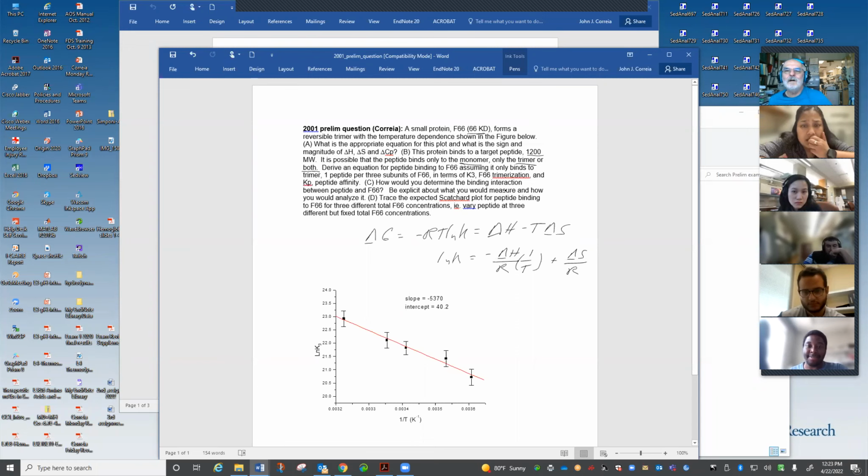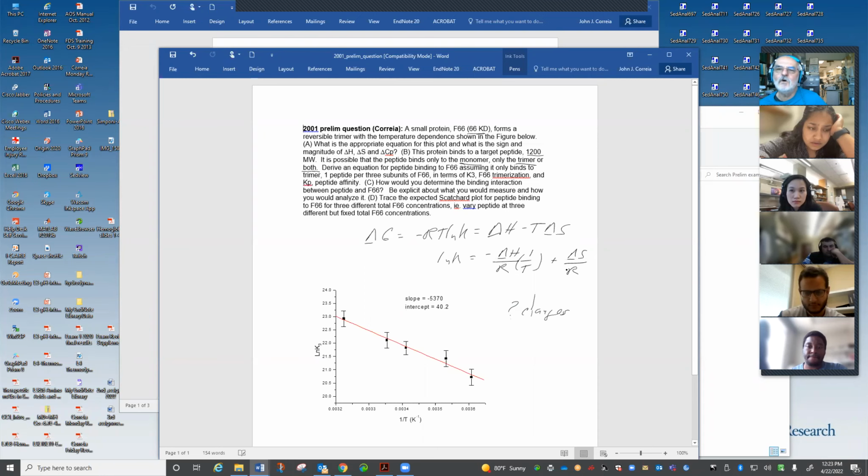How would you determine the binding interaction between the peptide and FC66? So part of what you have to do in these kinds of experiments is you have to know that something changes. Okay. What changes?